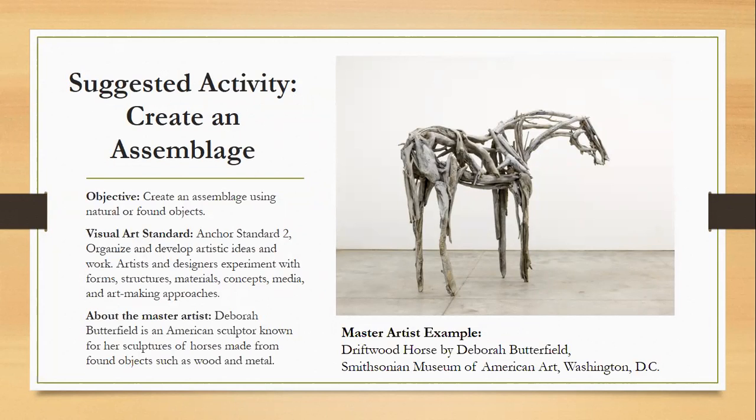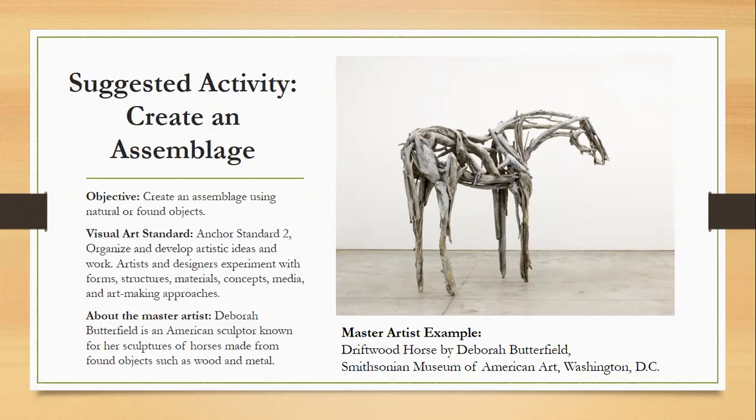This is a masterwork created by the artist Deborah Butterfield. It's titled Driftwood Horse, and it is located in the Smithsonian Museum of American Art in Washington, D.C. Deborah Butterfield is an American sculptor known for her sculptures of horses made from found objects such as wood and metal. So you can see that she created this assemblage out of found pieces of driftwood and arranged them to create the new shape of a horse.